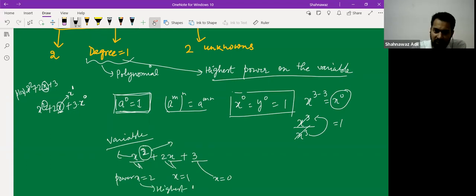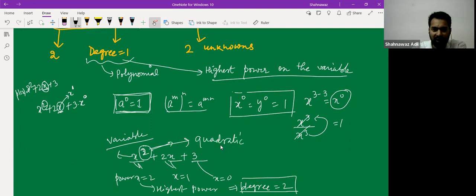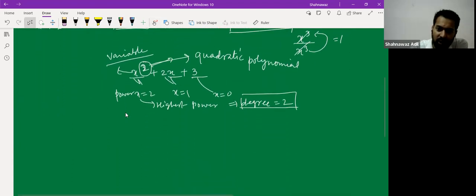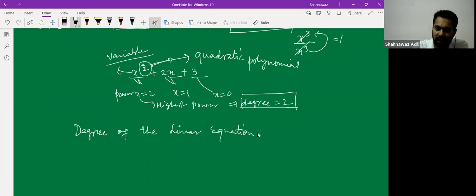So that is why we call it a degree 2 polynomial, right? So highest power is 2, so degree is 2. And that is why this is called a quadratic polynomial, right? So this we will learn in the second chapter. So as for now, let's just assume that the degree of the linear equation is what? 1, right?